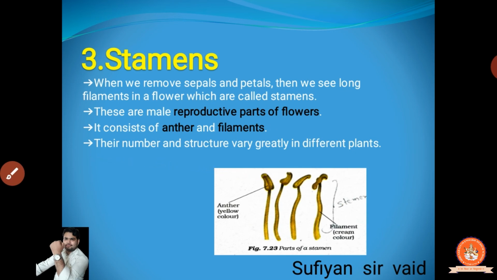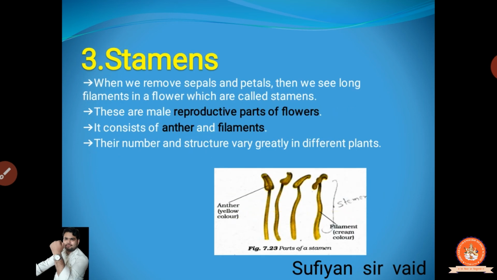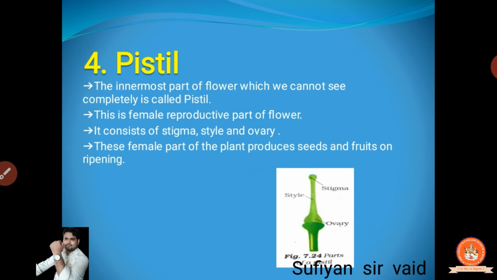Their structure and number vary greatly in different plants. Clear? So if the petals vary, then the inner part, the filament, or we can say the stamens, will also vary. Different plants have different types of stamen structure. Clear? Now the pistil, what is the pistil? The innermost part of the flower, which we cannot see completely, is called the pistil. Clear?